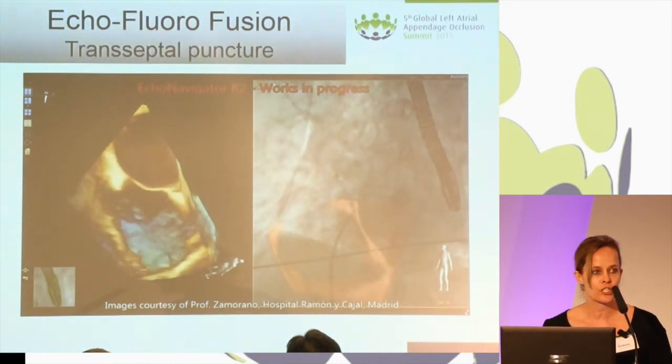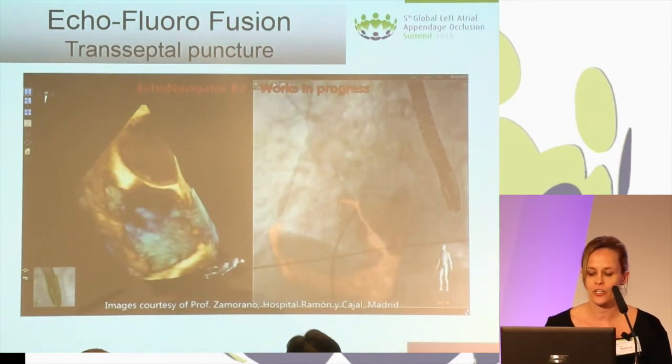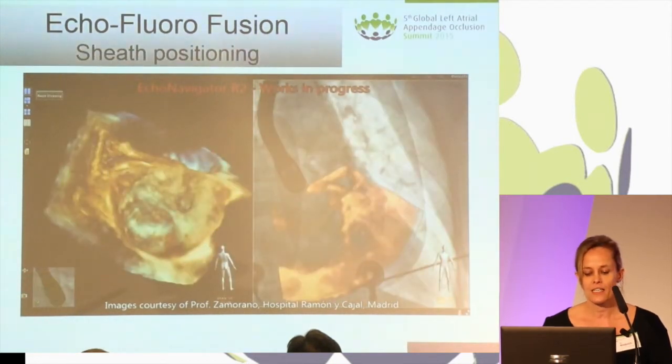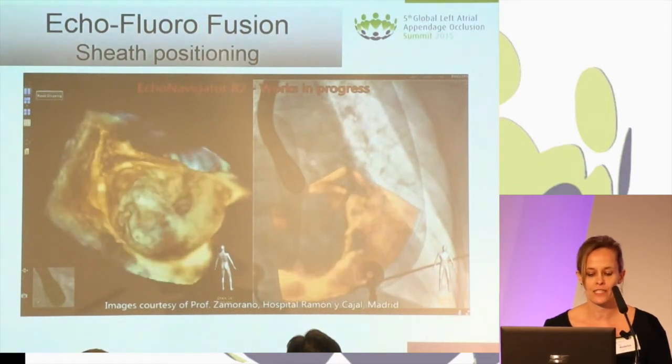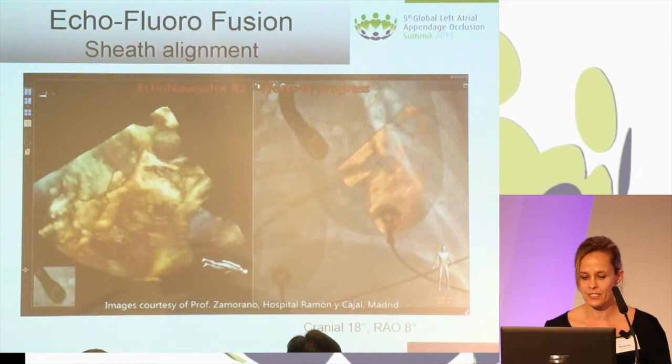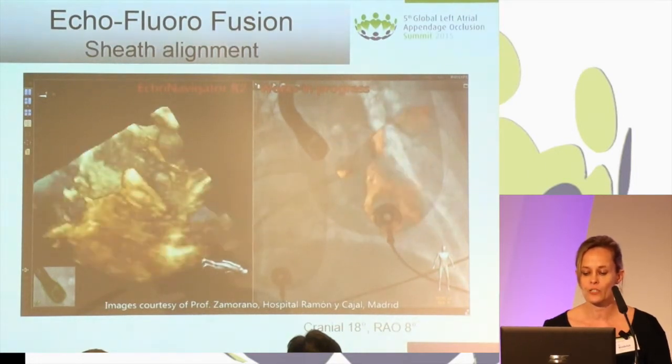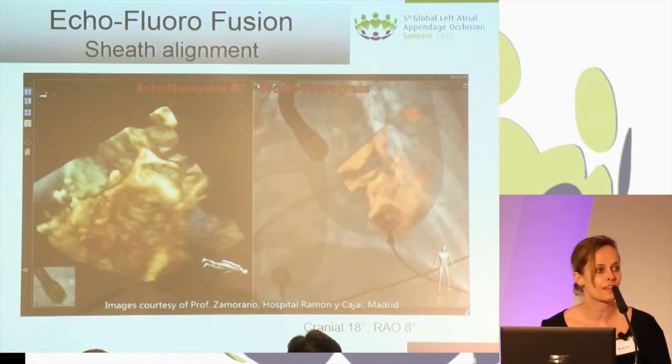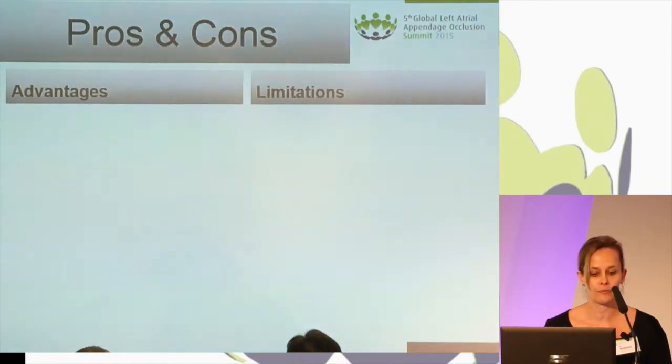So this is a similar situation where we have a 3D image on the right-hand side, and again, you can determine the puncture site in the interatrial septum very nicely. On this image, we see the sheath, which is leading from the transseptal puncture site into the entrance of the left atrial appendage. And again, you have the overlay of the image onto the fluoroscopy on the other side, and you can very nicely decide if it's well aligned. As you can see here, we have a nice alignment of the sheath within the left atrial appendage. So this can be very helpful.